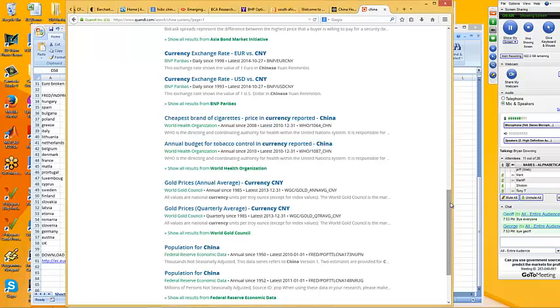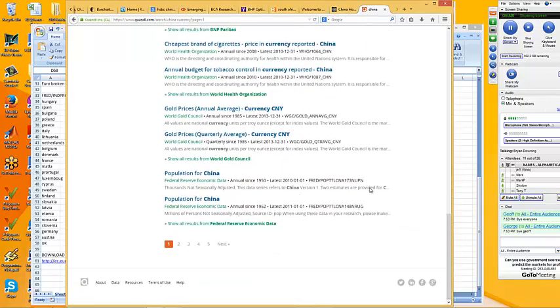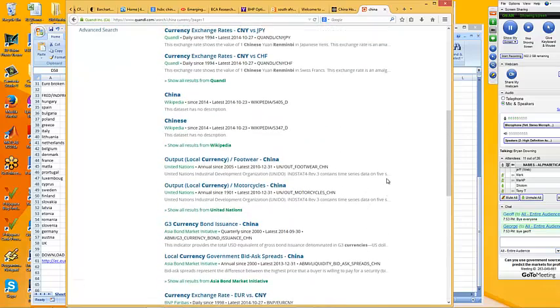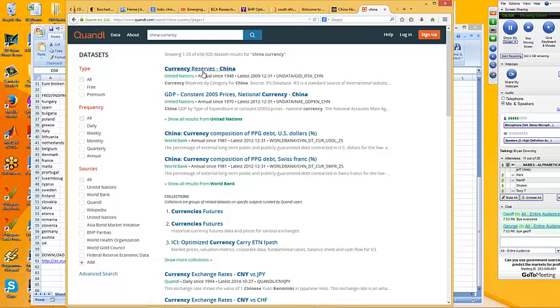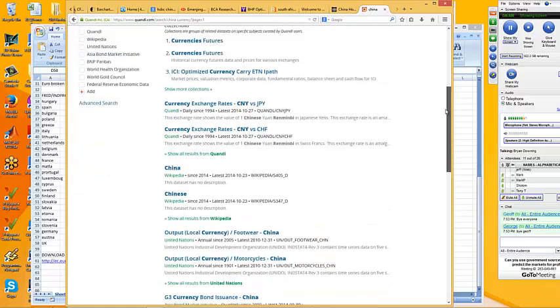Anybody else think they have any little gold nuggets that they could share to the group? Because I think Quandl will be very useful for this sort of thing to impact Forex. Anybody else? I think I've talked quite a bit about Quandl.